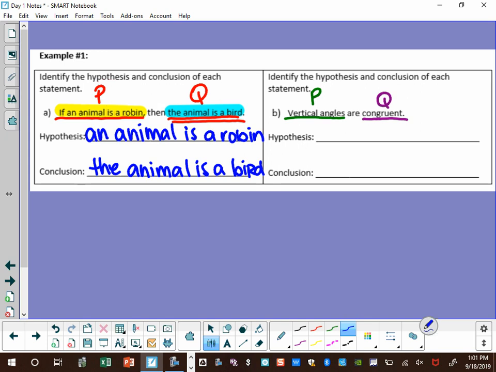And then we can just fill it in. My hypothesis will be vertical angles. And my conclusion will be are congruent. Any questions with example 1?